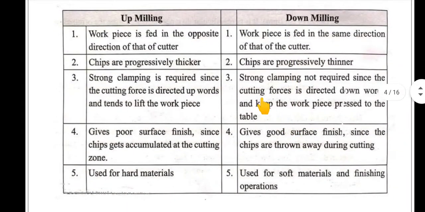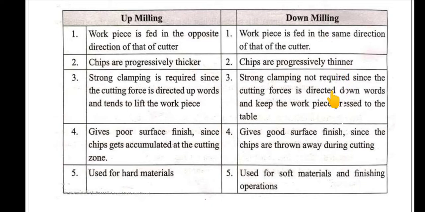The first difference is that in up milling the workpiece is fed in the opposite direction to that of the cutter. This I have already told in the definition. In down milling, the workpiece is fed in the same direction as the cutter. So this is the first difference. The next difference is that in up milling the chips are progressively thicker, and in down milling the chips are progressively thinner.